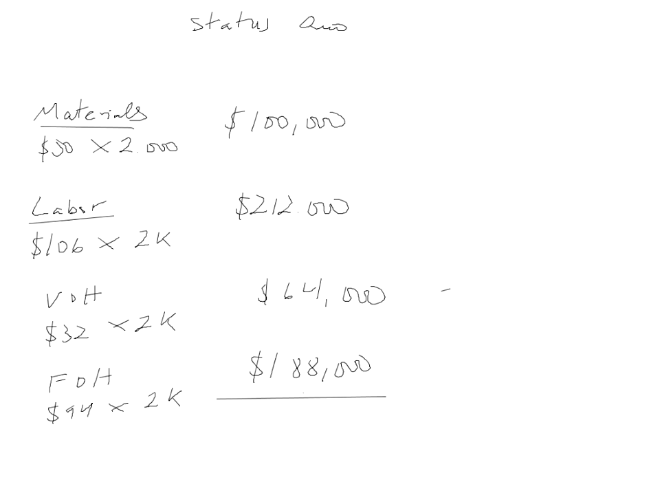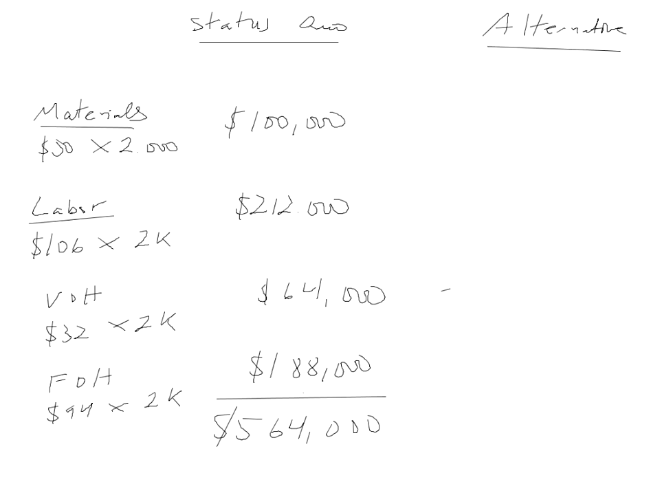So when you add all of those up, you have a total of $564,000 in cost. Now, the status quo is $564,000 in cost, and so now we're going to take a look at the alternative. Now, the alternative is just to buy.